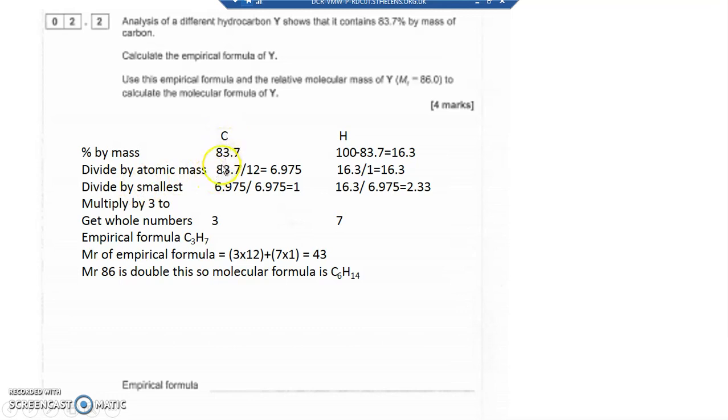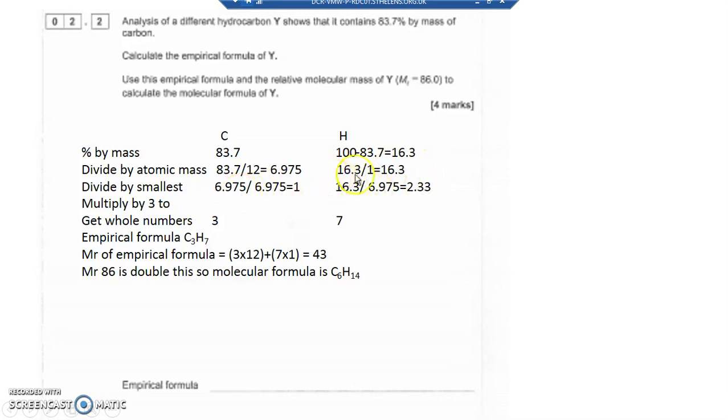You divide by the atomic mass of each of them. The mass of carbon is 12, the mass of hydrogen is 1. So if you divide each of those, 83.7 divided by 12, 6.975, and this one turns out as 16.3. Not a great ratio, that. So you divide both of them by the smallest number, 6.975, so that equals 1. 16.3 divided by 6.975 equals 2.33. So the ratio is 1 to 2.33.